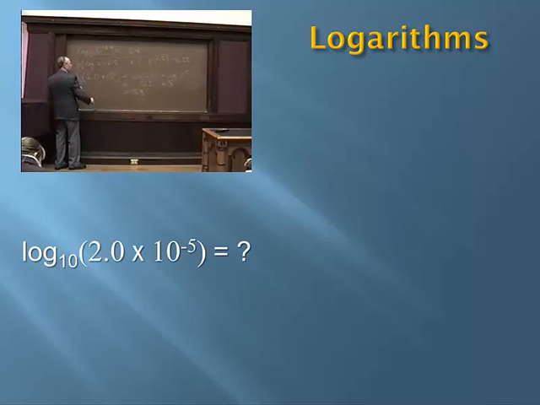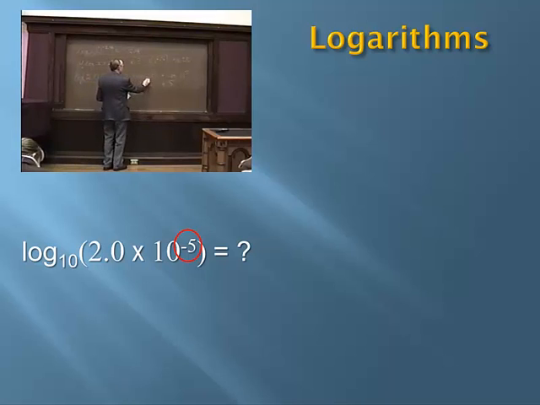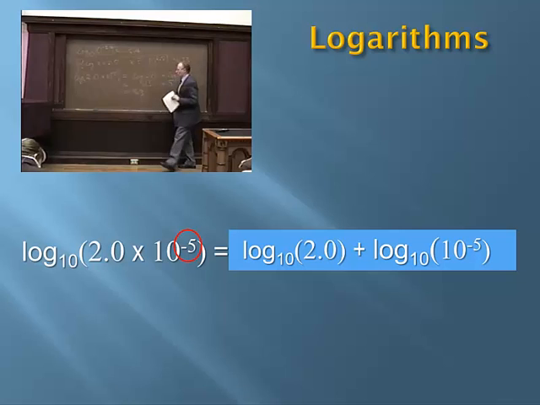The same thing with a negative exponent this time. I'll just use the same example here, except I'll change that to a minus 5 for the exponent. Again, we can just add these together. It's the logarithm of 2 plus the logarithm of 10 to the minus 5 this time. What's the logarithm of 10 to the minus 5? Minus 5.